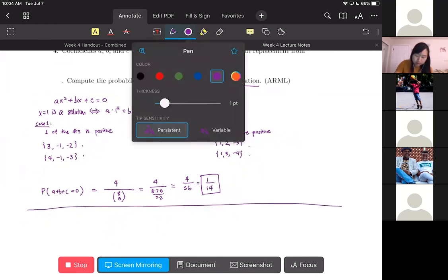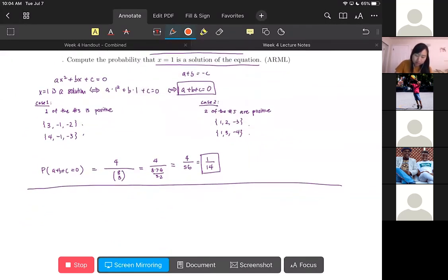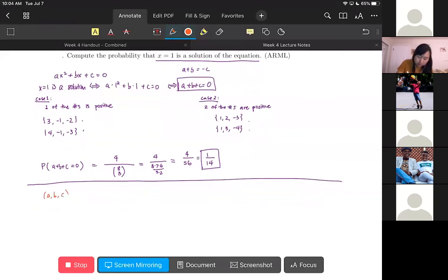But let me use a different color. You could say, okay, let's count the number of ordered triples A, B, and C. In case 1, 4, 3, -1, -2, there's actually 3 factorial or 6 ways that you could have ordered triples. You could have 3, -1, -2, or 3, -2, -1, -1, 3, -2, -1, -2, 3. I'll write out the other 2. Right, is this your question?